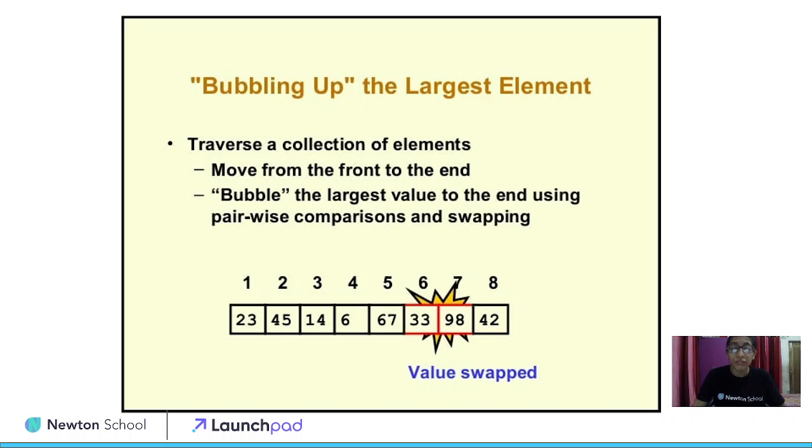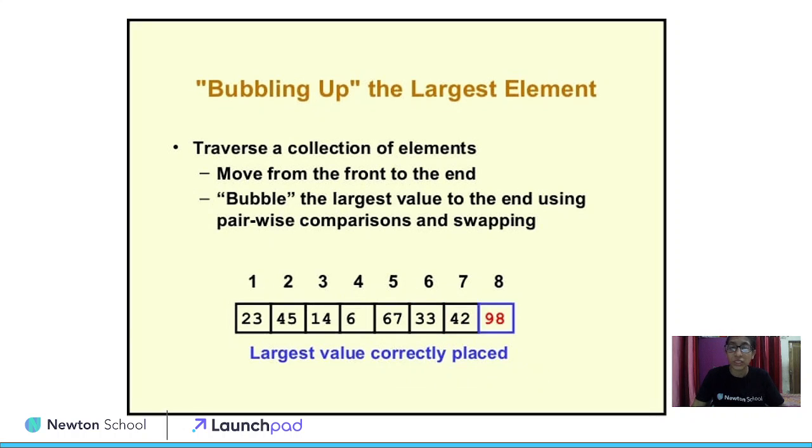Now 45 is greater than 14, not 14 is greater than 45. So now 45 will take the place of 14, and again 14 is smaller than 23 and 23 is greater than 14. Now here the position will change. Whatever the position is, the largest value will take its place at the end. That means from the front to the end.